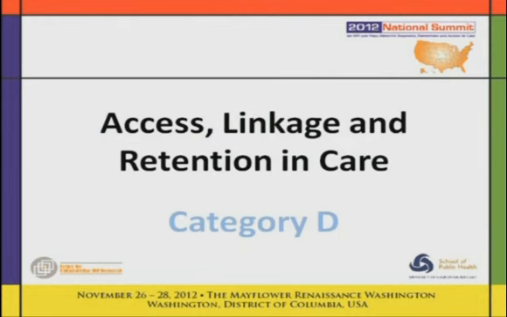Okay, we were charged with distilling all of this information that we'll report in the next 7.5 minutes, basically from Category D, access, linkage, and retention in care. And within that category there were 4 tracks: one that addressed policy, one that addressed models for HCV workforce, one that addressed current and future providers, and one that addressed models for linkage to care.